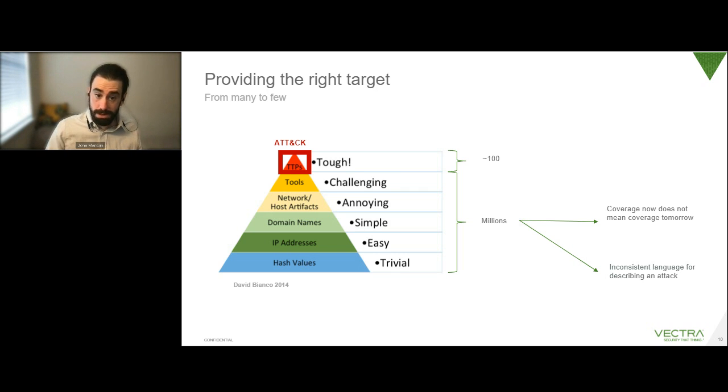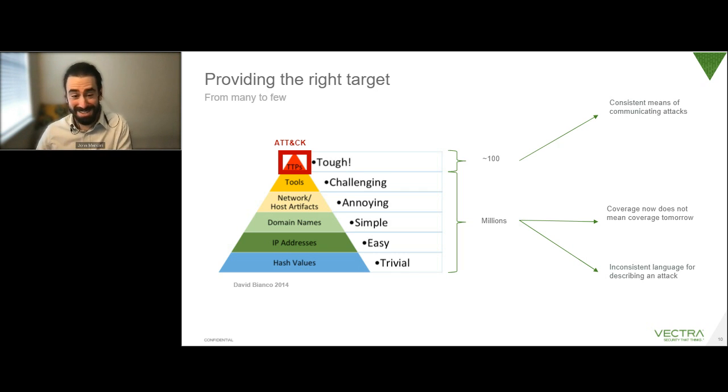There's a consistent way to talk when you have hundreds of things that you can say, or 100 things to say, as opposed to a million. We can all understand each other. We can all think about the problem in a similar way. We can all act in a similar way in regards to threats when there's hundreds of things to look at instead of millions.